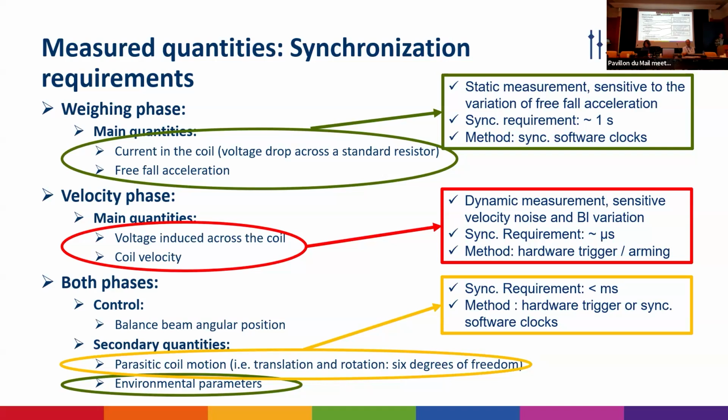The most important part of this synchronization concerns the velocity phase. During the velocity phase, the voltage induced across the coil and the coil velocity are perfectly correlated, since the ratio is equal to the geometrical factor of our voice coil system. And then a very good synchronization is required to take advantage of this correlation. Now we are talking about a synchronization at the microsecond level, and then we need a very specific synchronization scheme that I'm going to describe later.